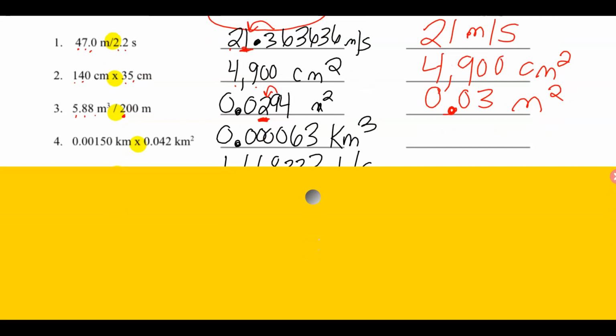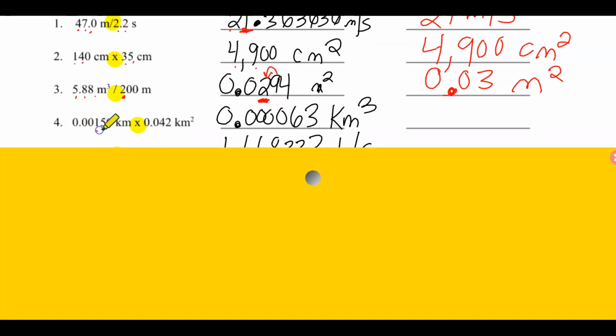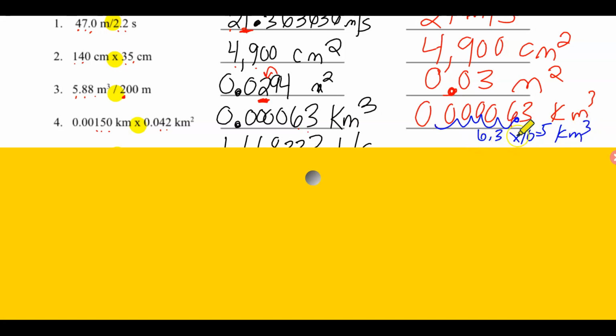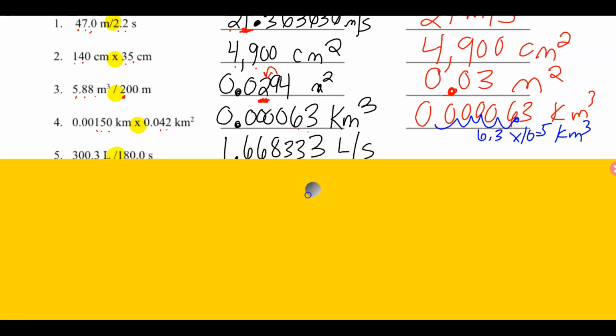Okay, number 4. These are all placeholders. 3 sig figs, 2 sig figs. Look at that, 2 sig figs, so it's the same thing. 0.000063, with the zeros there, kilometers cubed. You could go into scientific notation here if you wanted to. That's totally fine. If you did do that, 1, 2, 3, 4, 5, that would be 6.3 times 10 to the negative 5th kilometers cubed. And that still has 2 sig figs, so that's totally fine. Sig figs work the same way for scientific notation problems as they do for standard notation.